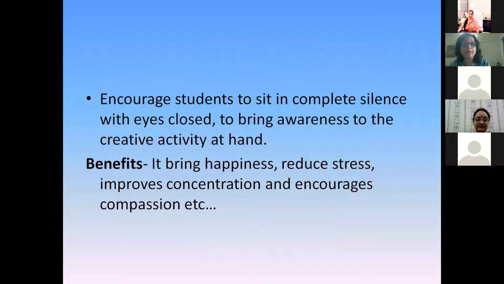It will bring happiness, it will reduce stress, it will improve concentration and encourage compassion, etc. among the children.